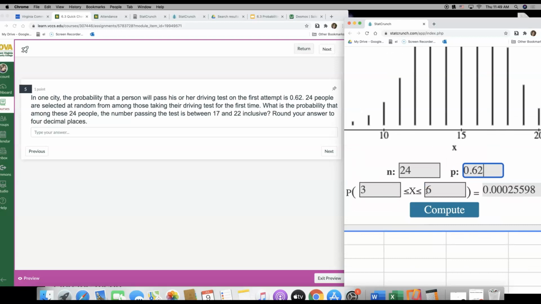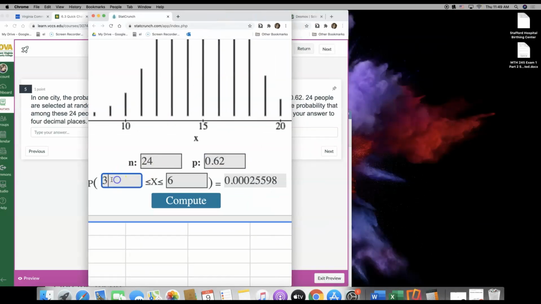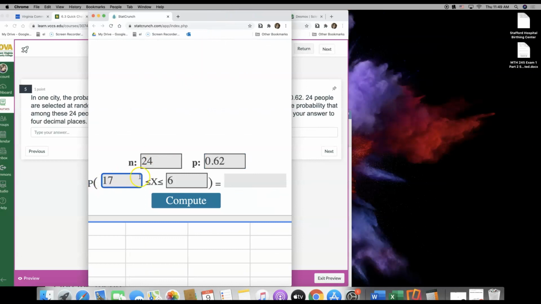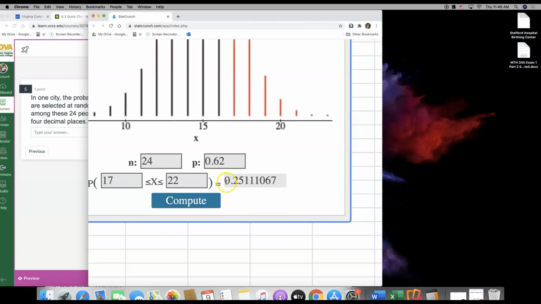Let me zoom in for you so that you can see. Inclusive, 17 and 22. Change this number to 17 on the left, and change this number to 22 on the right. Then if you go ahead and compute it, ta-da! You get the answer, about 25%.